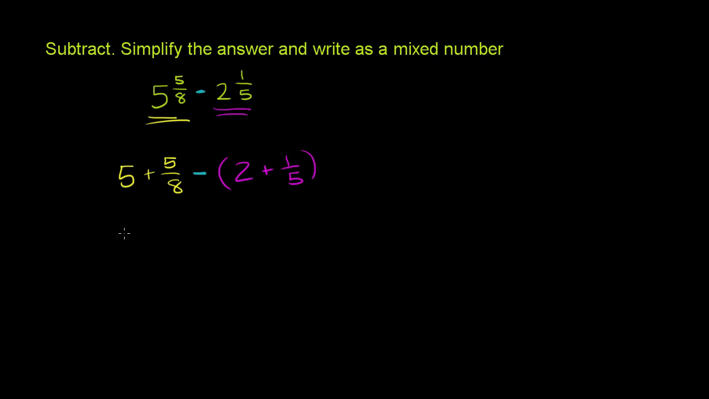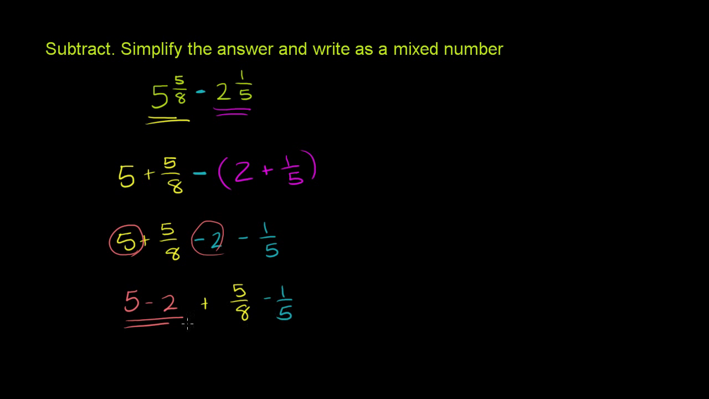So we get 5 plus 5/8. And then we distribute the negative sign, minus 2 minus 1/5. And now we can rearrange it. We can say this is the same thing as, let me do it in orange, 5 minus 2. That's the whole number parts. And then you have plus 5/8 minus 1/5. Now 5 minus 2, that's pretty straightforward. That's just 3. But what's 5/8 minus 1/5?